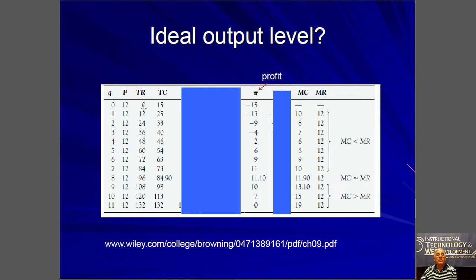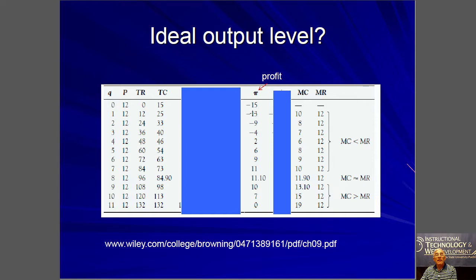0 times 12 is 0. 1 times 12 is 12. 3 times 12 is 36, etc. The total cost column comes from combining fixed costs and variable costs. The fifth column, where the pi symbol is the profit, simply compares total revenue to total costs. 0 minus 15 is a loss of 15. 12 minus 25 is a loss of 13.